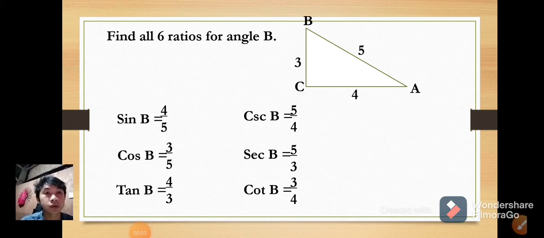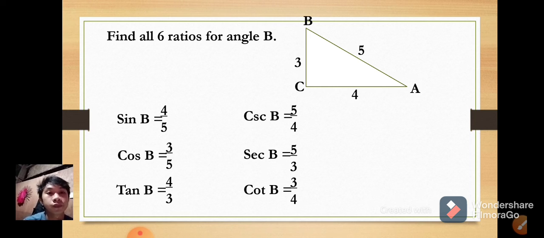Find all 6 ratios for angle B. To find the 6 ratios for angle B, just start over again and rethink them looking at angle B instead of angle A. This means that the opposite and the adjacent side switch, while the hypotenuse stays the same. So our opposite is 4, our adjacent side is 3, and our hypotenuse is still 5.